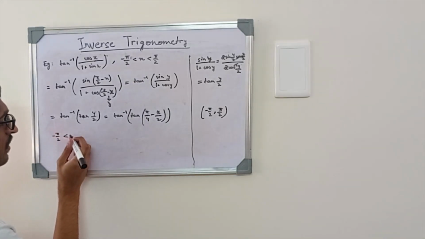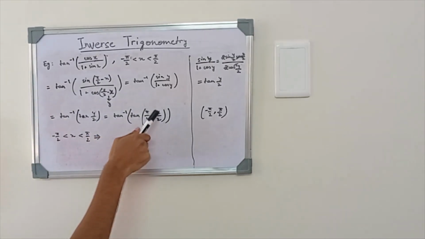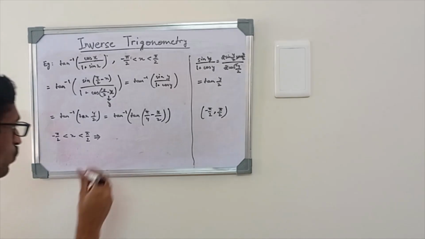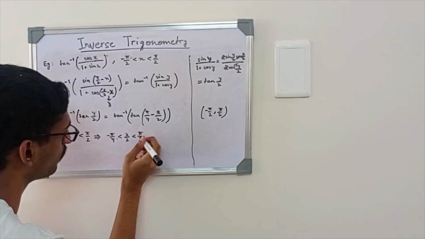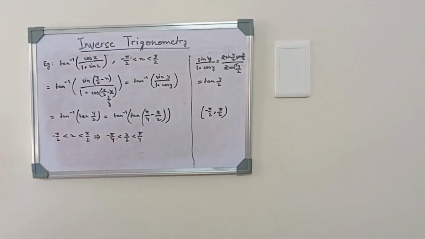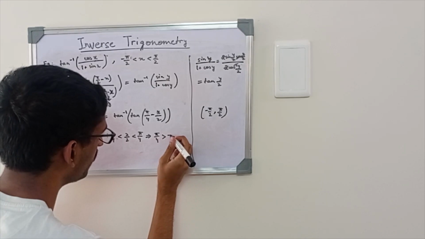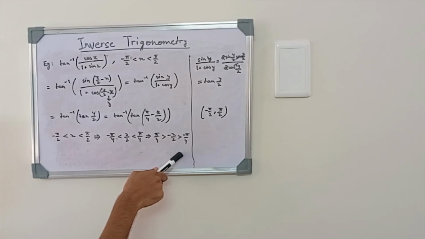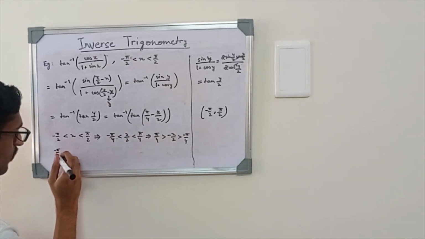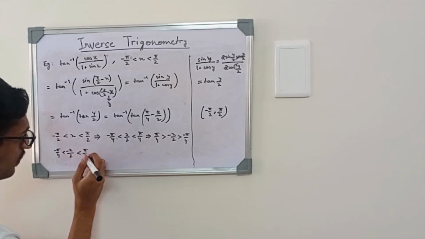Minus pi by 2 is less than x less than pi by 2. And now we need x by 2 here. So we divide this entire thing by 2. We get minus pi by 4 less than x by 2 less than pi by 4. Now this has a minus sign in front, so we multiply everything by minus 1 and the inequalities will flip. So you get pi by 4 greater than minus x by 2 greater than minus pi by 4. And if you rewrite this inequality in a different way, you get minus pi by 4 less than minus x by 2 less than pi by 4.